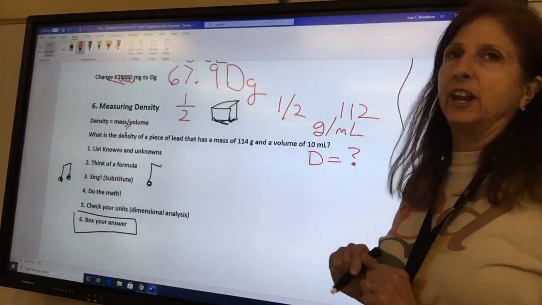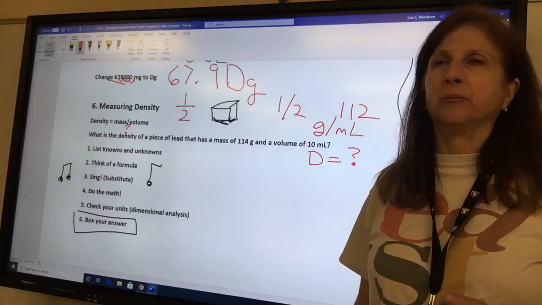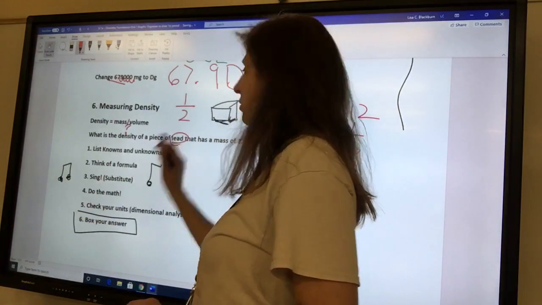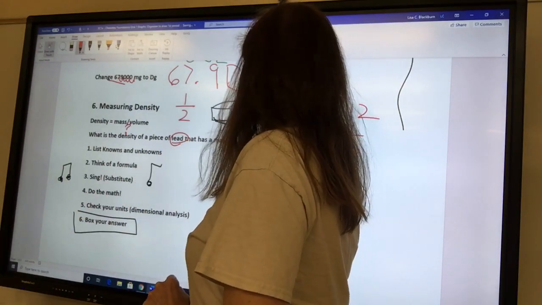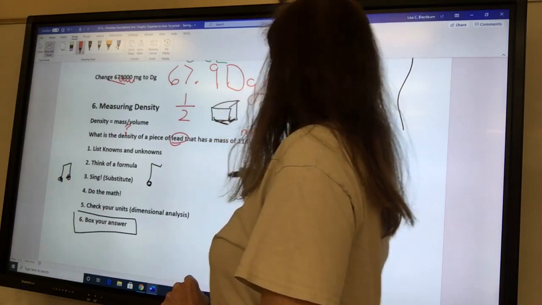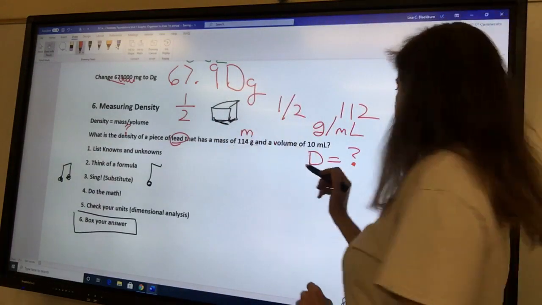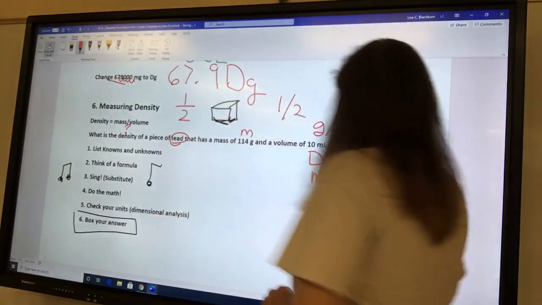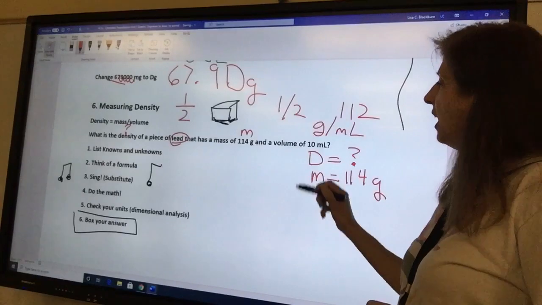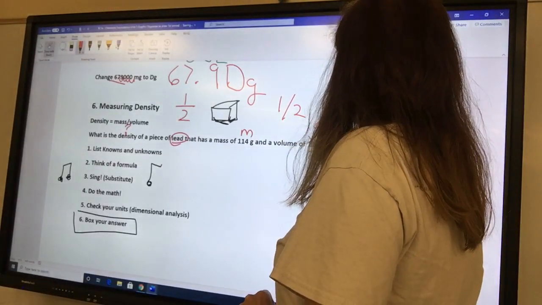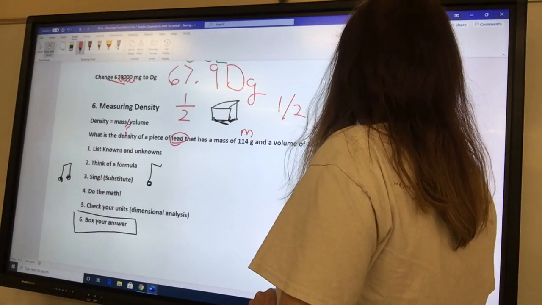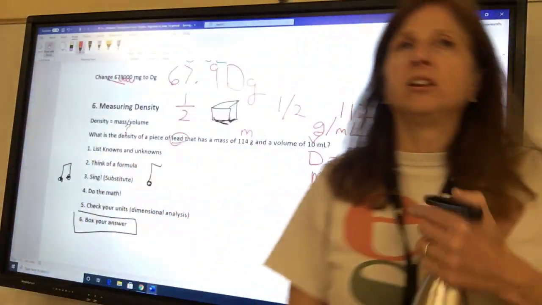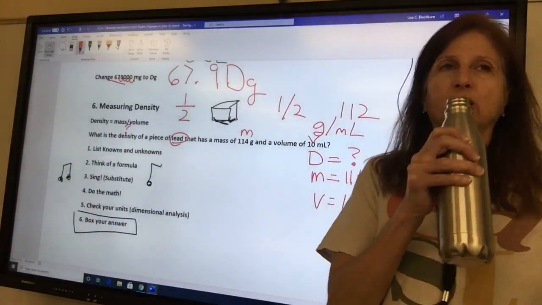I make a list of my knowns and unknowns as I read the problem. Okay? Of a piece of lead, that could be important, not sure, so I'm going to circle it, that has a mass of 114 grams. So I've identified what mass is, so I'm going to write it over here. Mass equals 114 grams. I write the unit, the number and the unit, and a volume of 10 milliliters. So I'm going to identify that. Volume equals 10 milliliters. Okay, any questions so far? So identify your knowns and unknowns. Any questions?